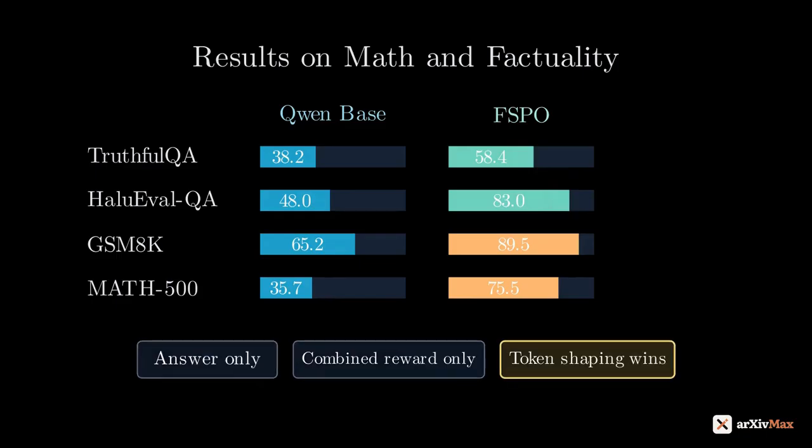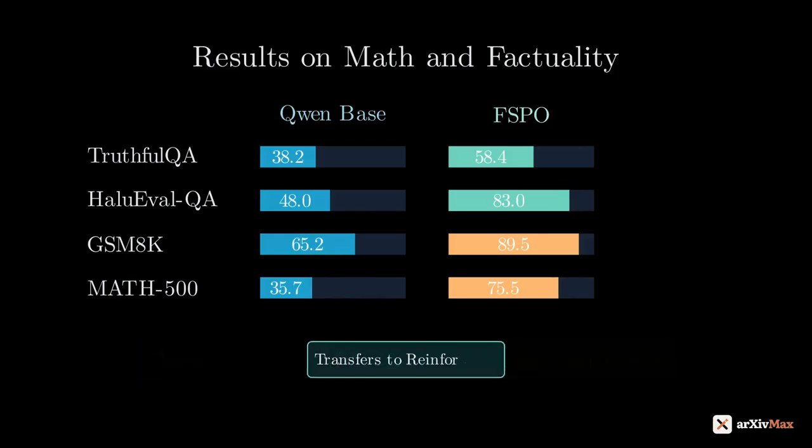Ablations show that the token-level advantage adjustment is crucial, outdoing both answer-only and combined reward without token adjustment. The method also transfers to REINFORCE++, proving it works with different RL optimizers.